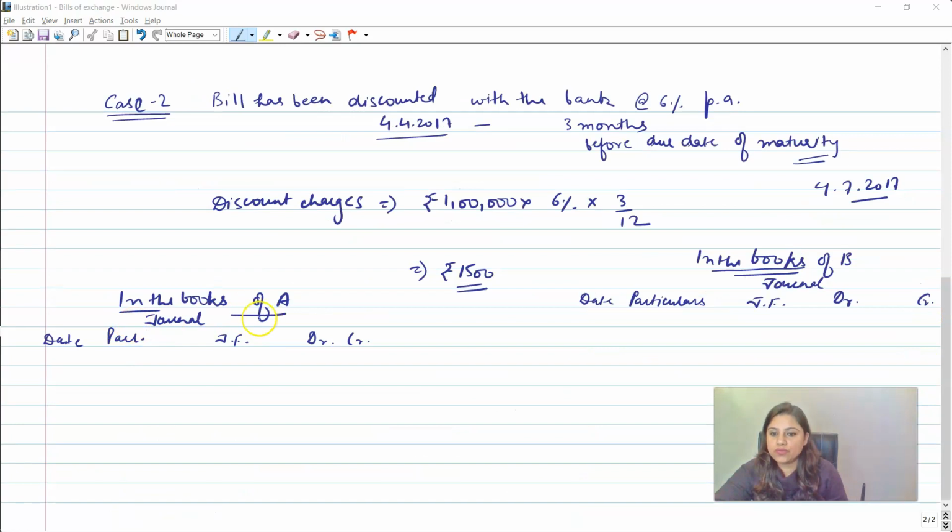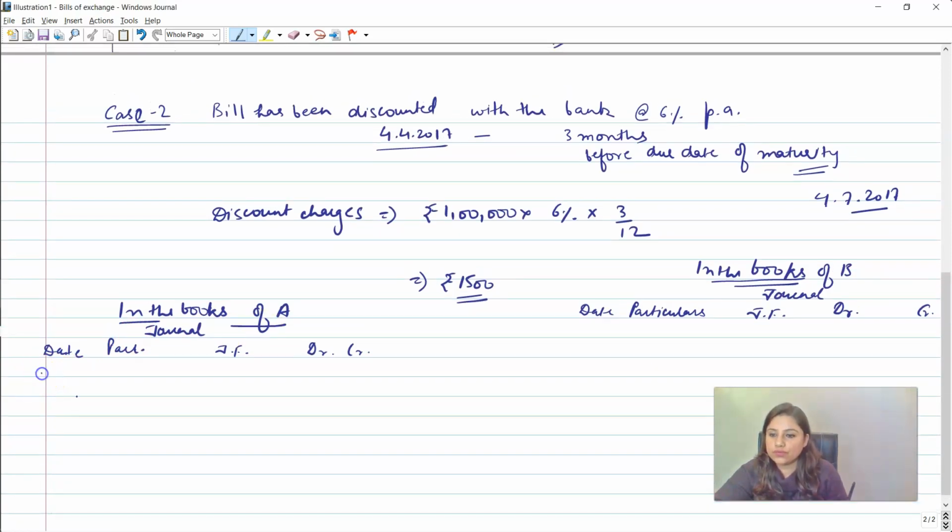So now in the books of A, since the bill was discounted on 4th of April 2017, what would be the entry that we would be passing? So bank account, as the bank is discounting that particular bill, bank account is going to be debited.